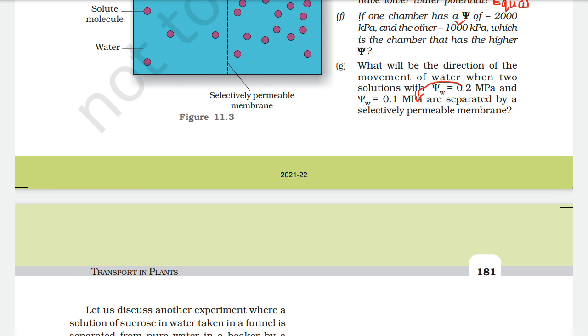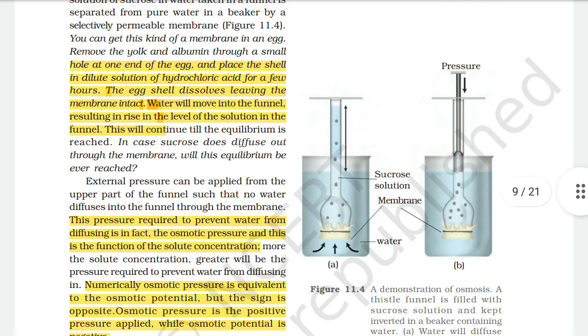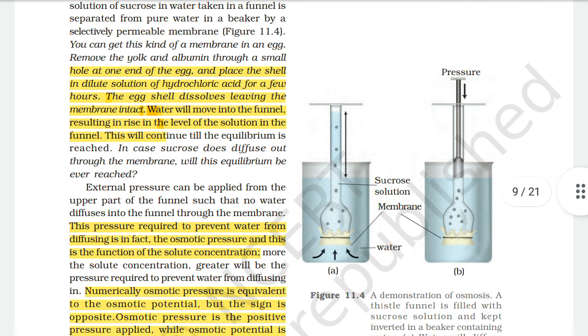Next, what will be the direction of the movement of water when two solutions with 0.2 megapascal and 0.1 megapascal are separated? The direction will be, of course, from higher to lower, so 0.2 to 0.1. Okay. So the experiment is given about osmotic pressure, and for osmotic pressure a membrane is required. So here is a process to make the membrane.